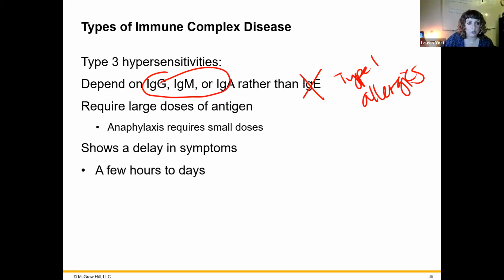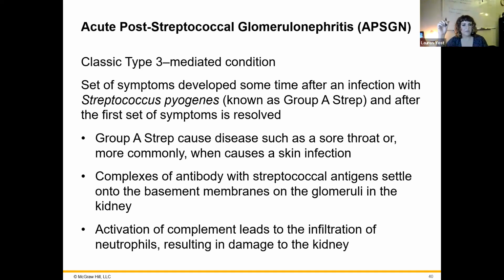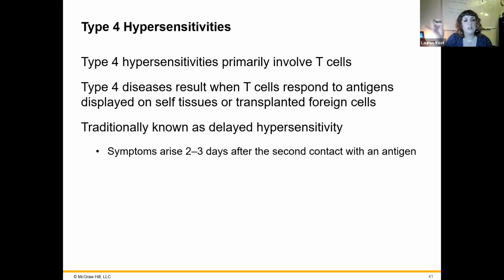This will start to form that complex, and that'll settle in the basement membrane on the glomeruli in the kidney. That's an aspect of the kidney, okay? And then complement gets activated and neutrophils come in and degranulate, and we have damage to the kidney as a result. Glomerulonephritis. Nephritis is inflammation in the kidney.